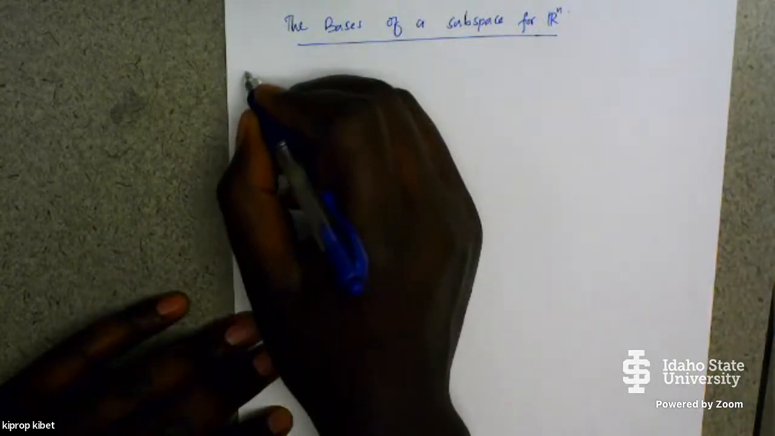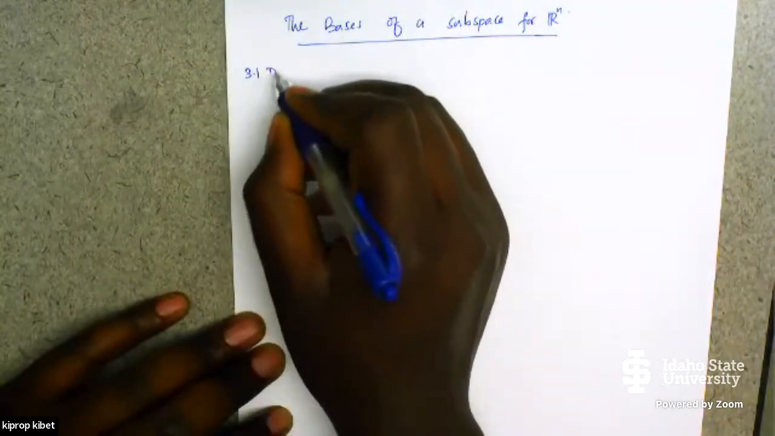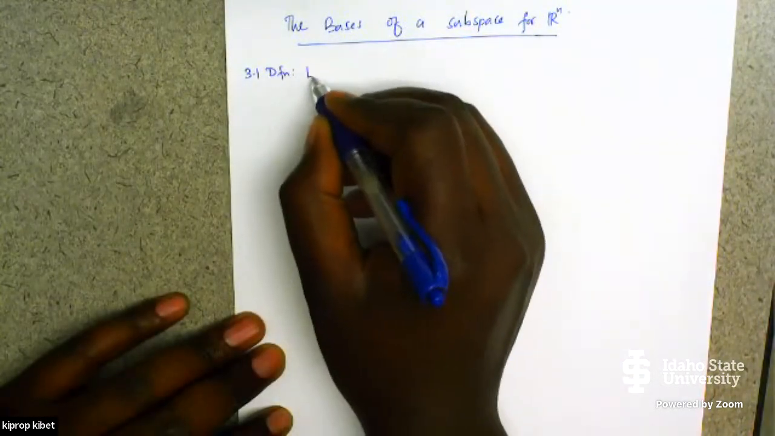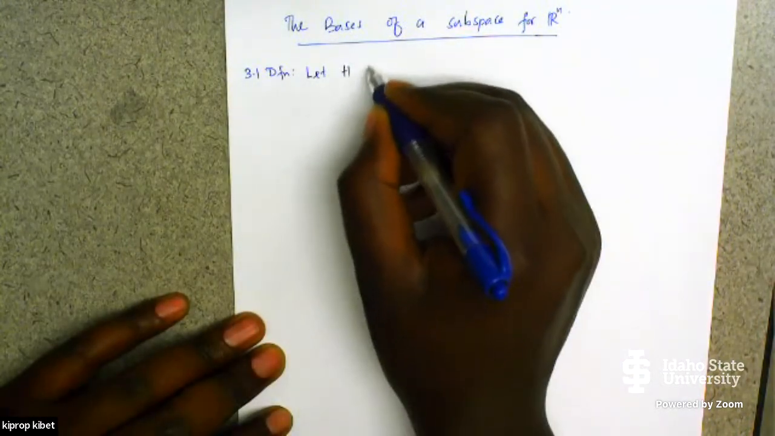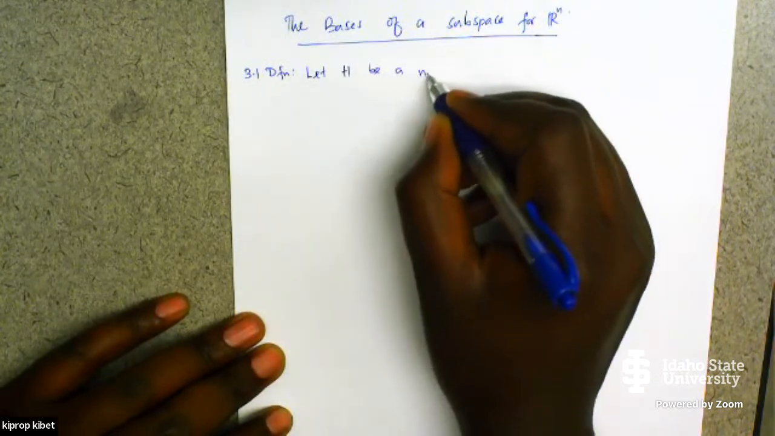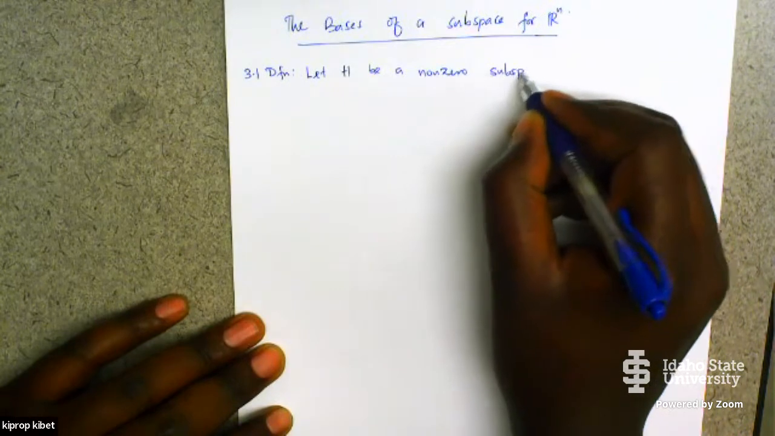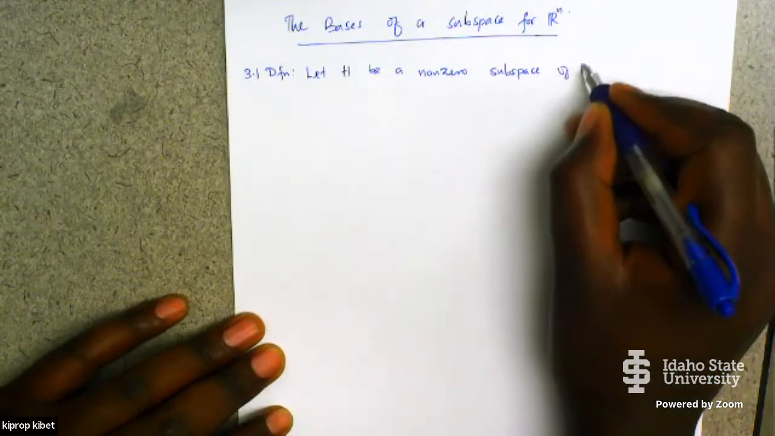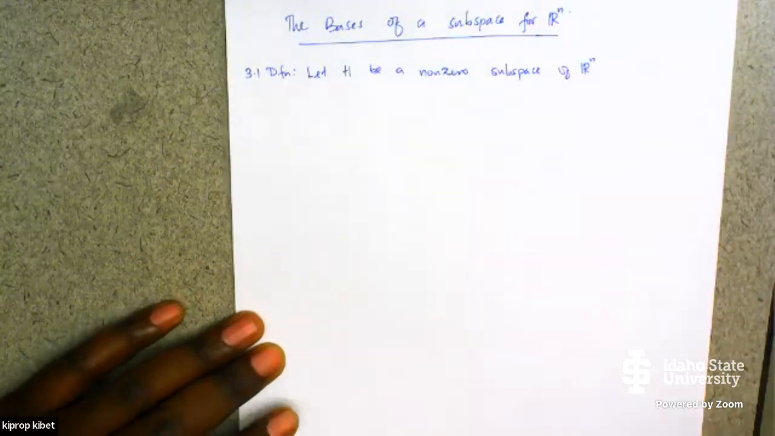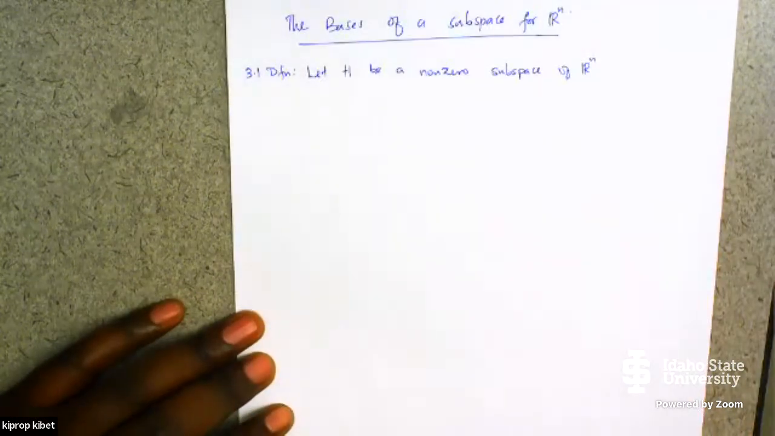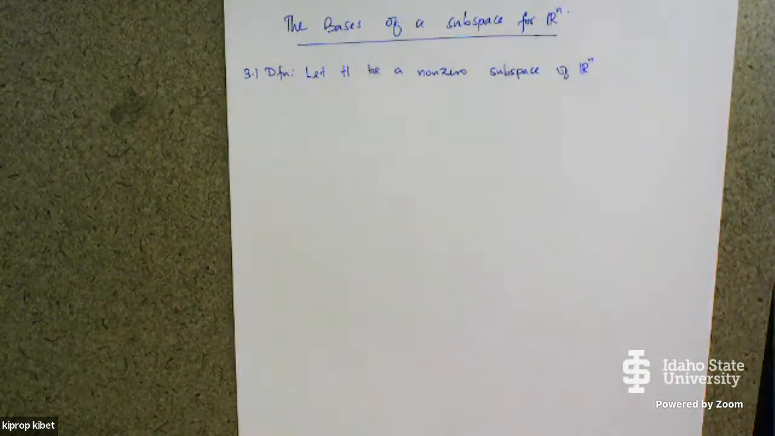Let's start by writing the definition. If we let H be a non-zero subspace of Rn, and we already saw this one in our introduction. We say that H is a subspace, it's a small space in the whole vector space.